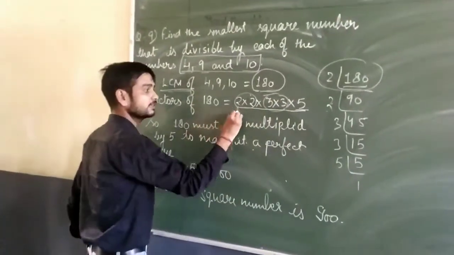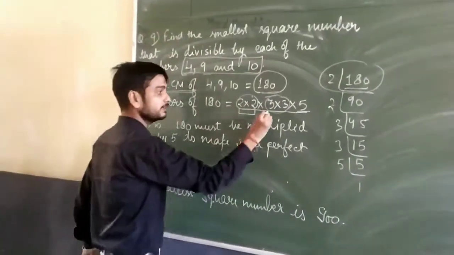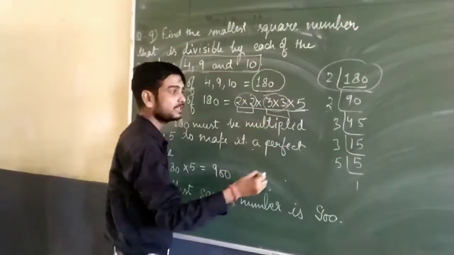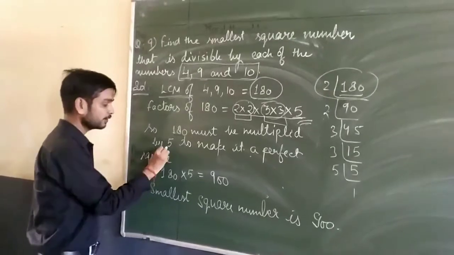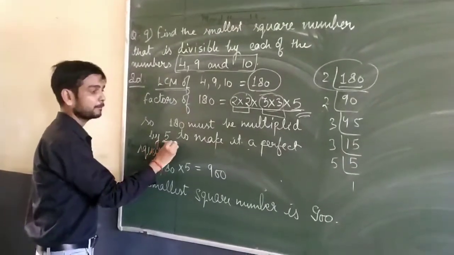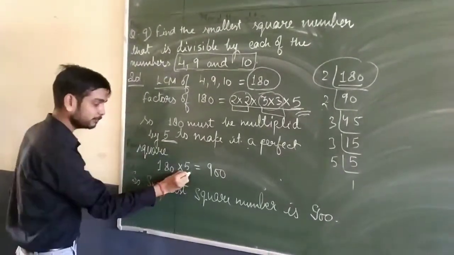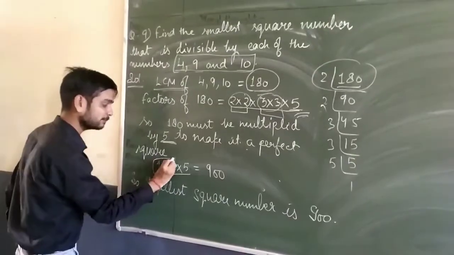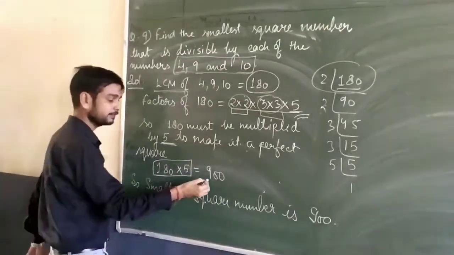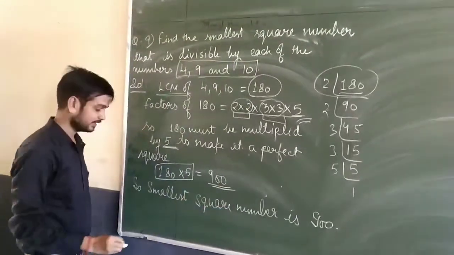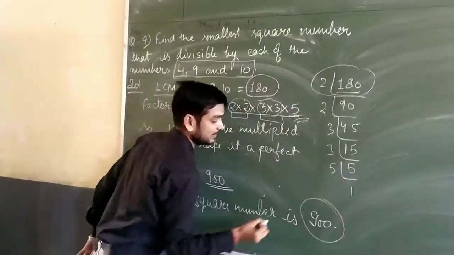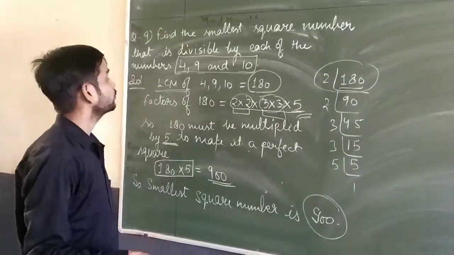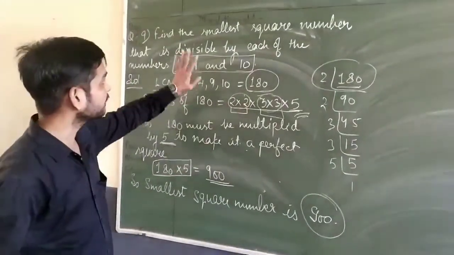Student, you can see here its pair is completed. Its pair is completed, but its pair is not done. So what is the answer? 5 must be multiplied. Now when we multiply it by 5, that means 180 multiplied by 5, what will become? 900. So the smallest square number is 900. So student, try to solve question number 10 like question number 9.